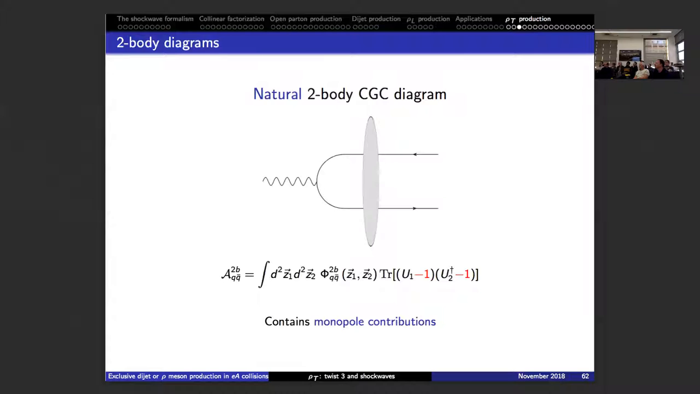So where did that come from? You start with what are you calculating, the full diagram or the distribution? That's the full transition from vacuum to rho in the shockwave background. Okay, where is the virtual photon splitting into the quark pair part there?